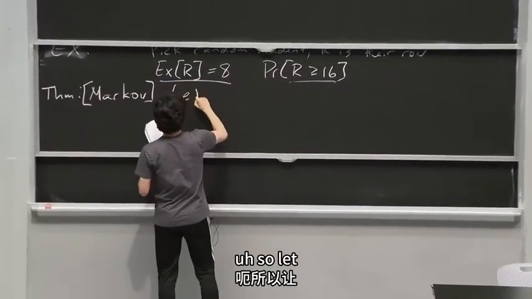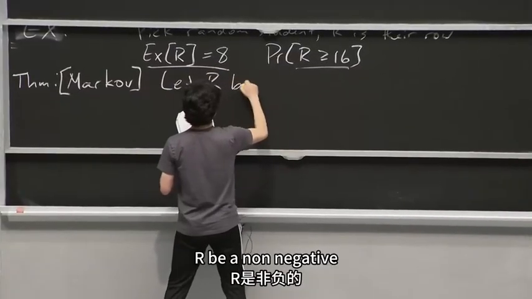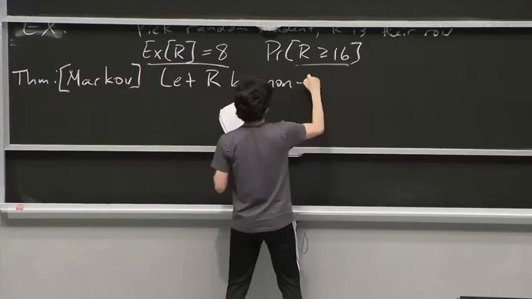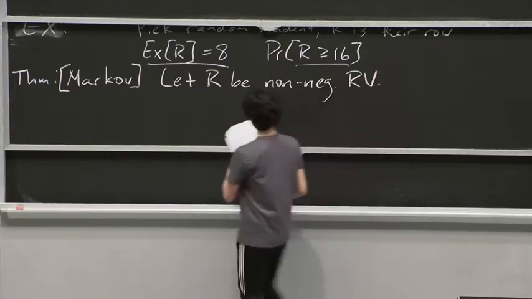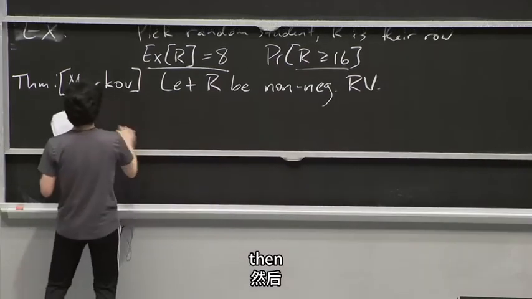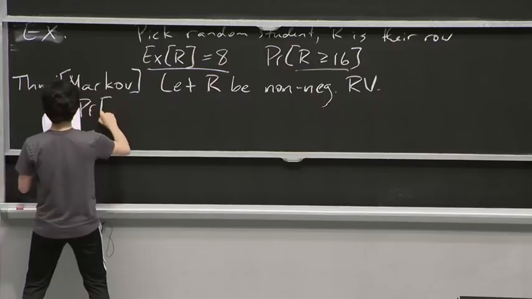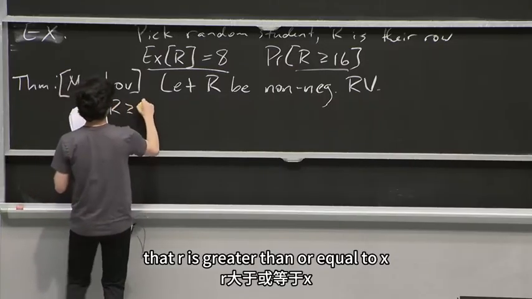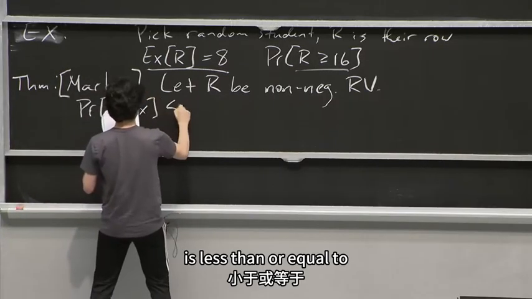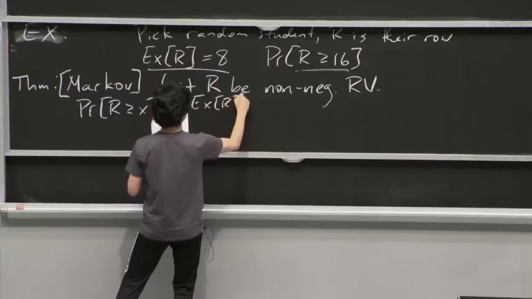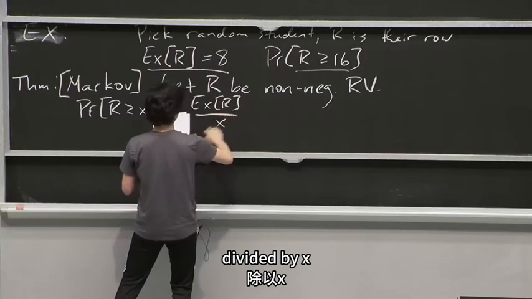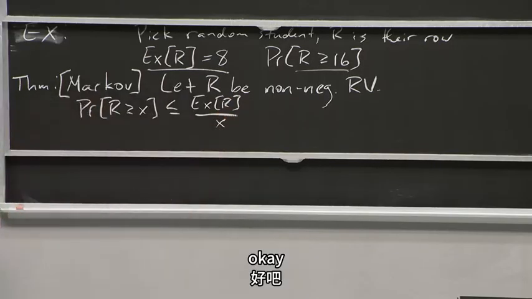So let R be a non-negative random variable. Then the probability that R is greater than or equal to X is less than or equal to the expectation of R divided by X. Okay?